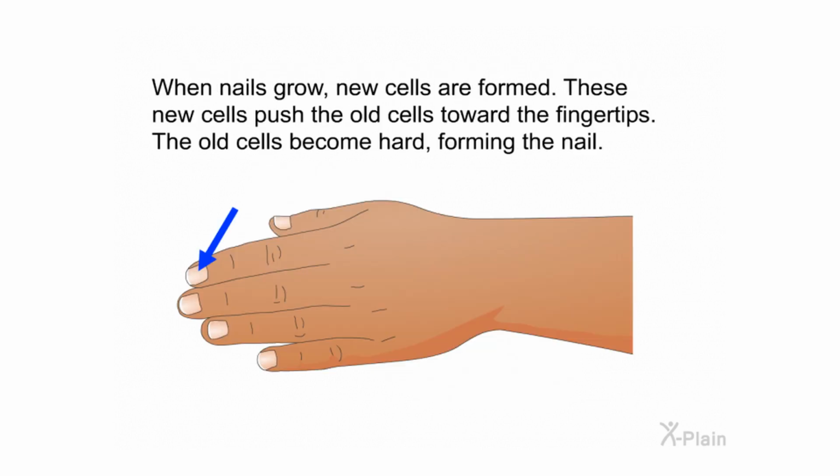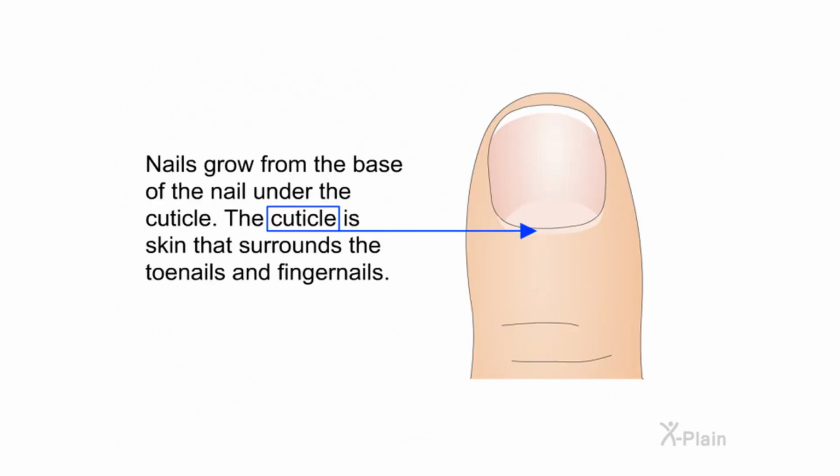When nails grow, new cells are formed. These new cells push the old cells toward the fingertips. The old cells become hard, forming the nail. Nails grow from the base of the nail under the cuticle. The cuticle is skin that surrounds the toenails and fingernails.